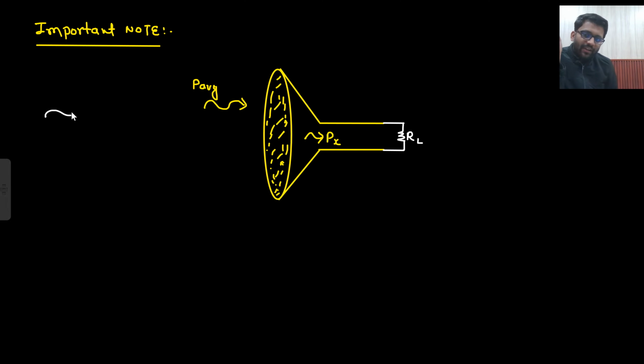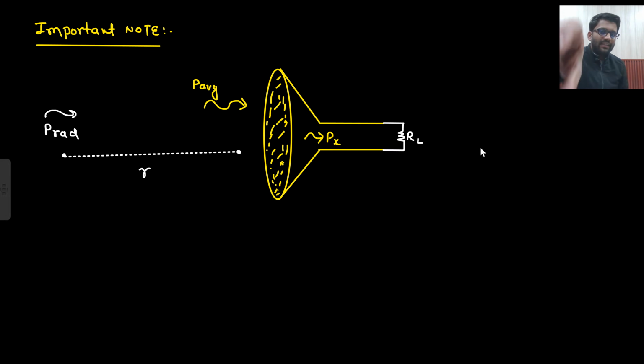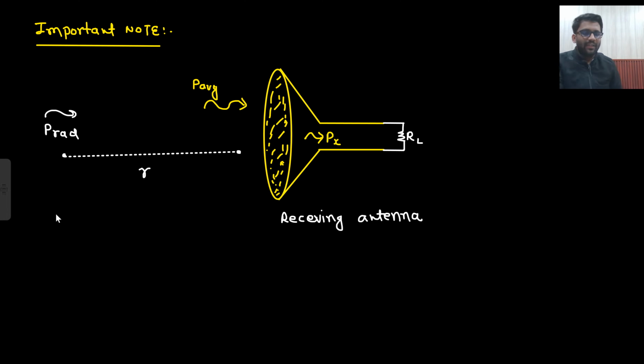So let's just say from some antenna P radiated was coming. So at distance R, can you write down P average? Yes. At distance R, I can write down P average. Now at distance R, let's just say there is some receiving antenna. This receiving antenna is getting P average power density, right? This P average power density will be incident on this receiving antenna. This is your receiving antenna. Some power was radiated by the transmitting antenna, then at distance R it became P average. Now this P average will be incident on the receiving antenna.